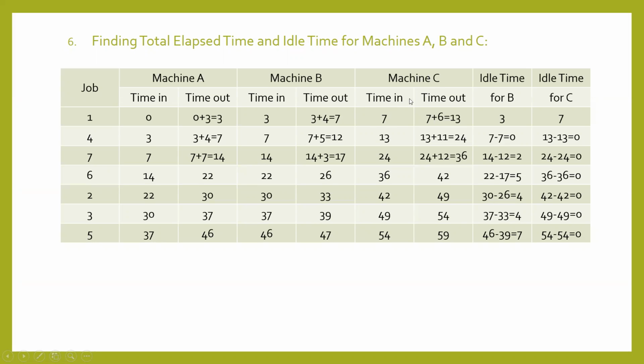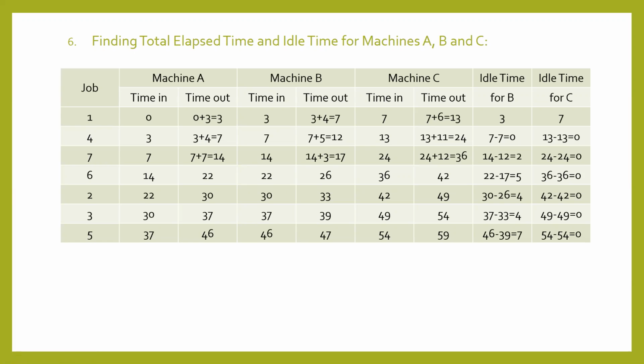Until machine C got this job, it was sitting idle, and that is the reason the out of machine B, that is 7, is the idle time for machine C, and that's why we have put 7 here. Clear? Then comes 7 plus 6, because 6 is the processing time of job number 1 on machine C, which gives us 13. I hope the first job, how we got the values, is clear.